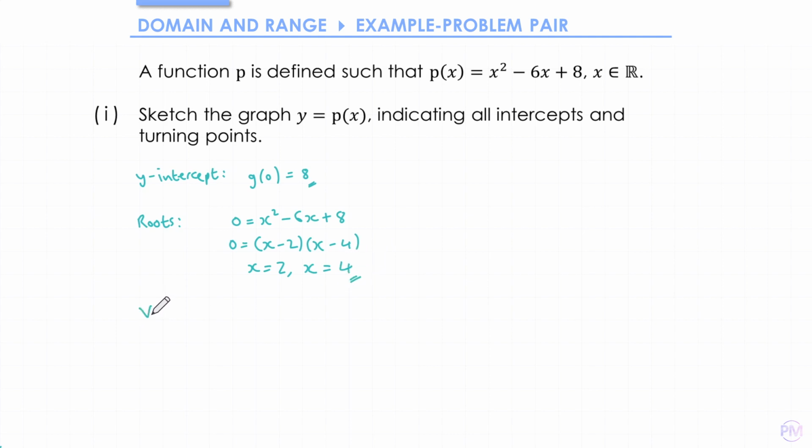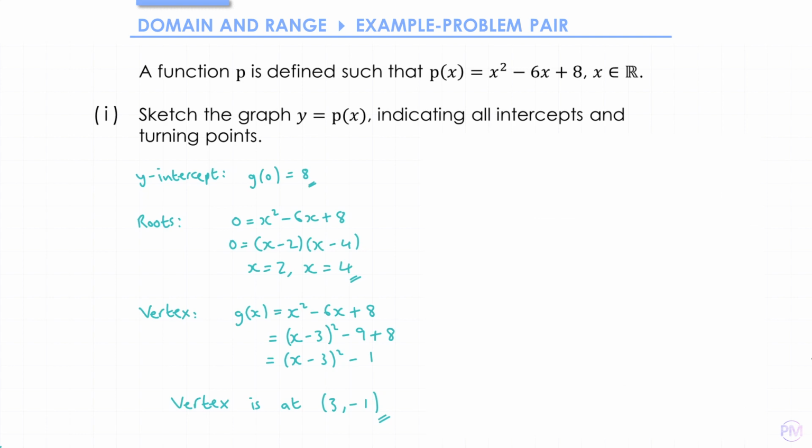Finally, we'll find the vertex, which is the turning point. To do that, we need to complete the square. In the bracket, we want half of the x term, so x minus 3 all squared, minus 9 plus 8. That simplifies to x minus 3 squared minus 1. So the vertex is at 3, minus 1.